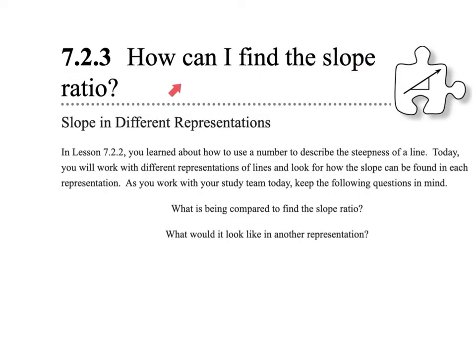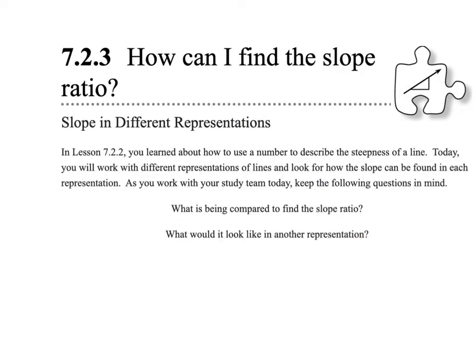So how can I find the slope ratio? Slope in different representations. It says, in 722, you learned how to use a number to describe the steepness of a line. Today you will work with different representations of lines and look for how the slope can be found in each representation. As you work with your study team today, keep the following questions in mind: What is being compared to find the slope ratio? What would it look like in another representation?